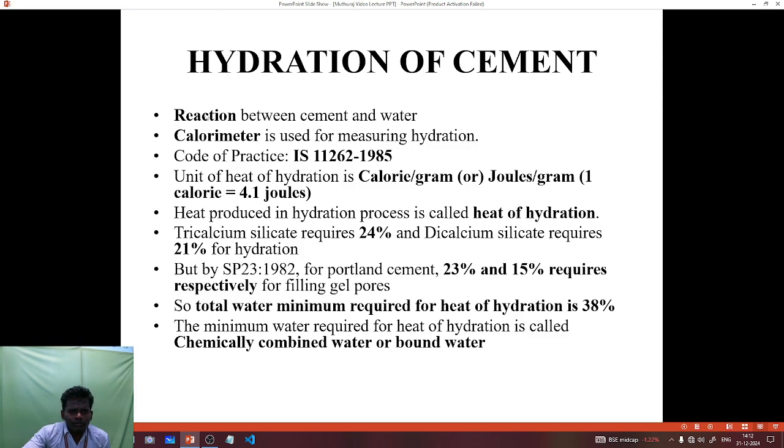Hydration of cement, which means the reaction between cement and water. A calorimeter is used for measuring hydration, and the code of practice is IS 11262, from the year 1985. The unit of heat of hydration is calorie per gram or joules per gram. 1 calorie is equal to 4.1 joules.